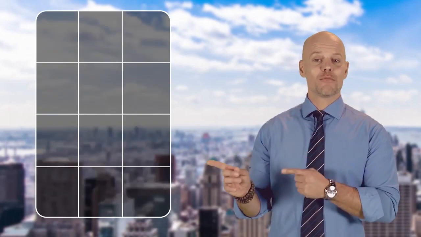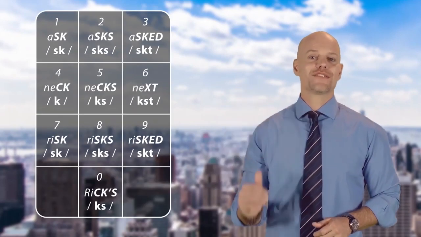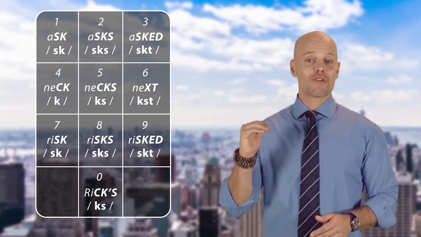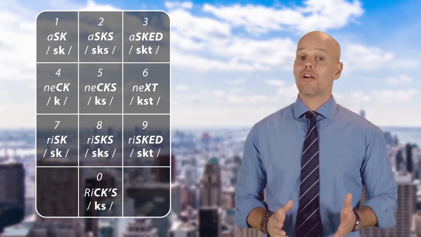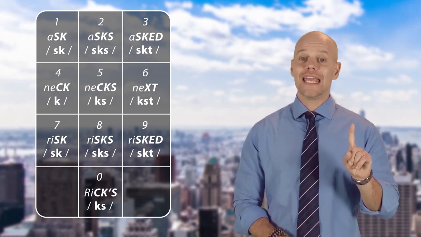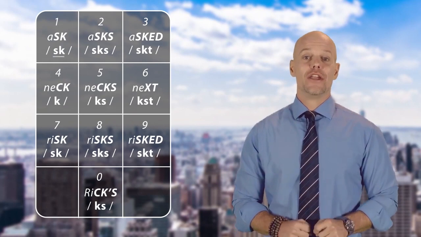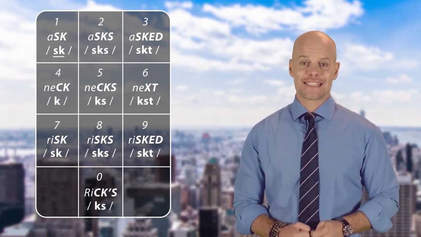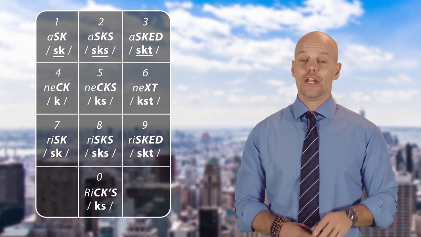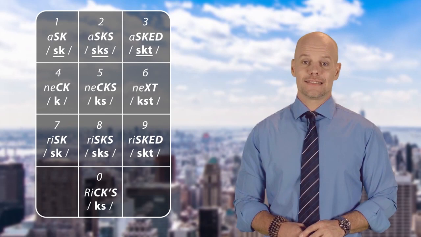In the second activity, we will test your ability to distinguish the different consonant clusters in words. You can see 10 numbers on the screen, from 1 to 0, like on a phone dialing screen. Each number is represented by a word, so there are 10 different words on the screen. Number 1 is ask. Number 2 is asks. Number 3 is asked. Number 4 is neck.